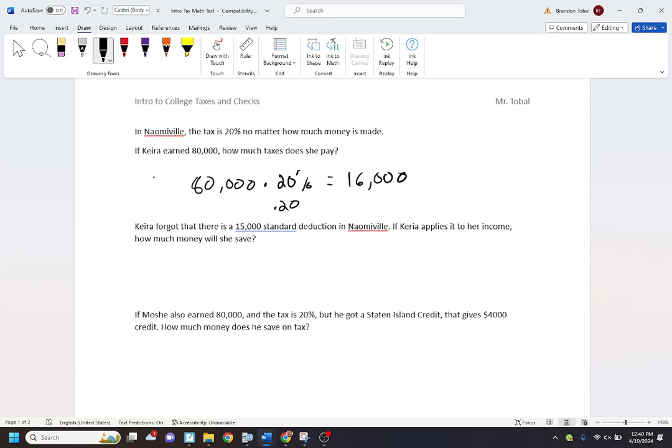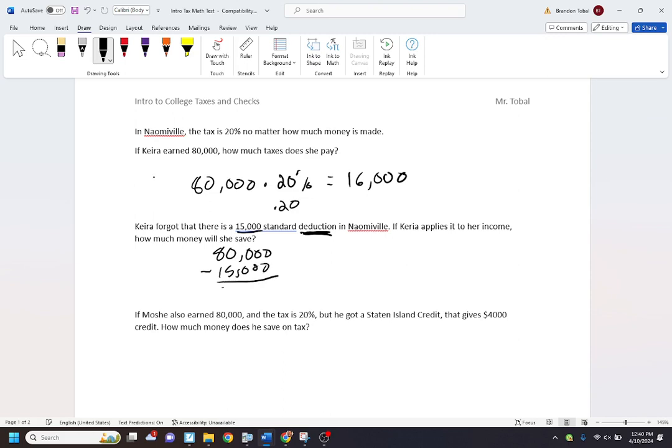All right. Oh wait, Kira forgot. She gets 15,000 in standard deduction. So Kira applies it to her income. How much money does she save? So in this situation, if Kira forgot to apply that, when you have a deduction, you subtract that from your income. So 80,000 minus 15,000.